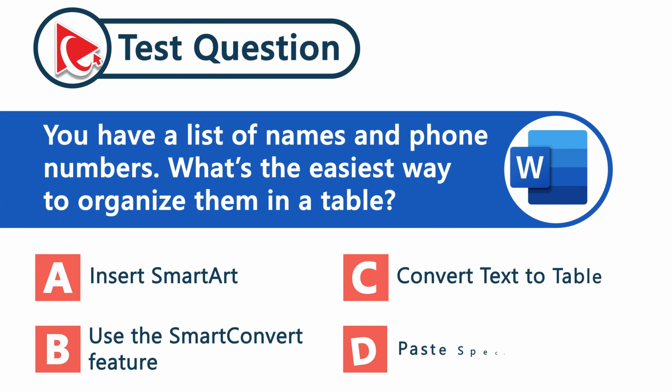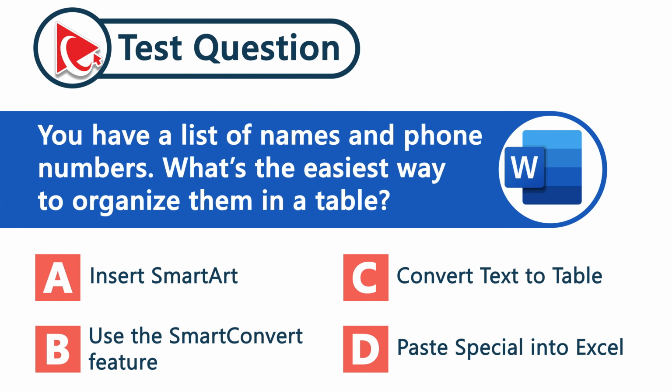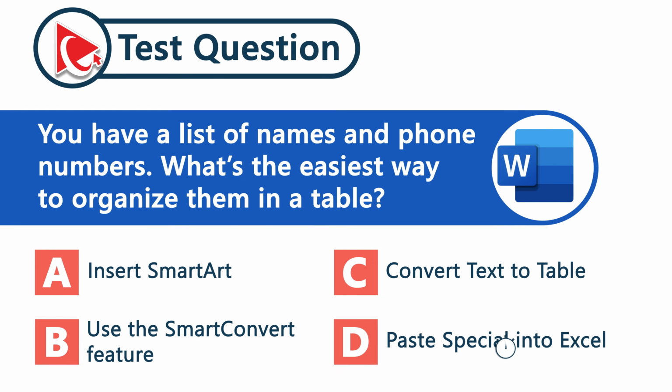You have a list of names and phone numbers. What is the easiest way to organize them in a table?